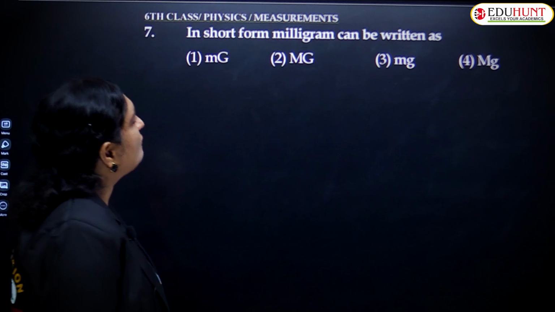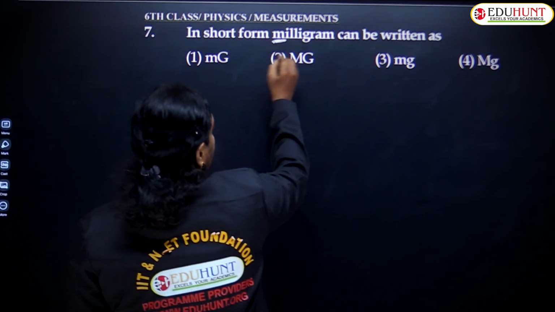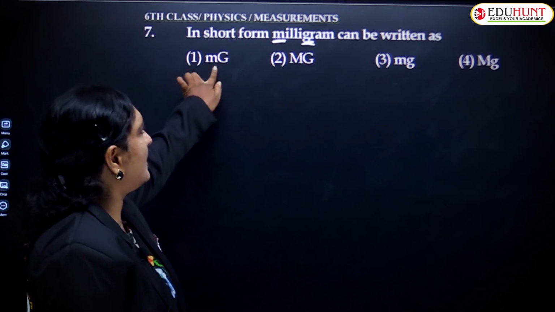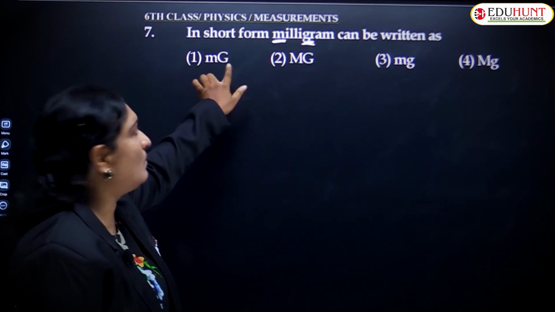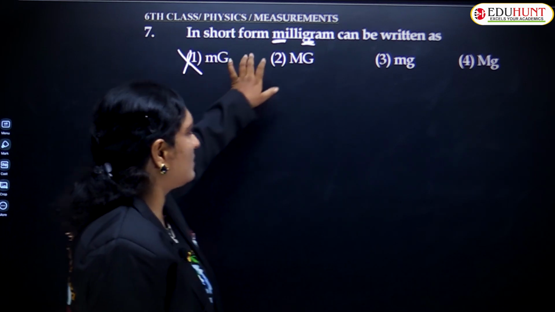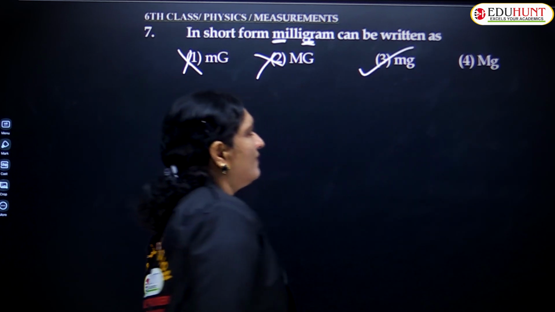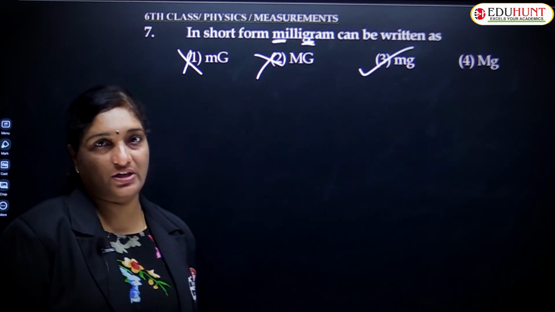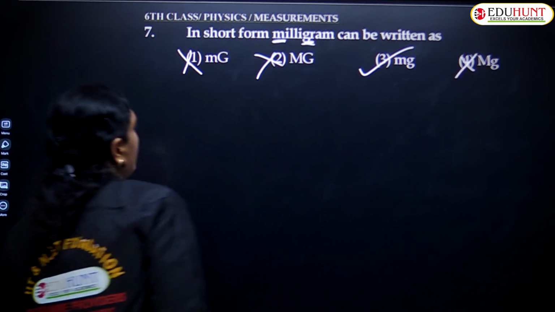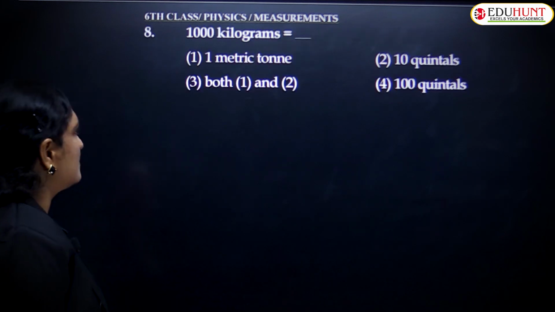In short form, milligram can be written as mg. I told you that the first letter should be capital and the next letter small, but that is not the right answer here. Milligram is always represented as small m, small g. This mg, not the other. In short form, milligram can be written as mg, small letter m and small letter g.